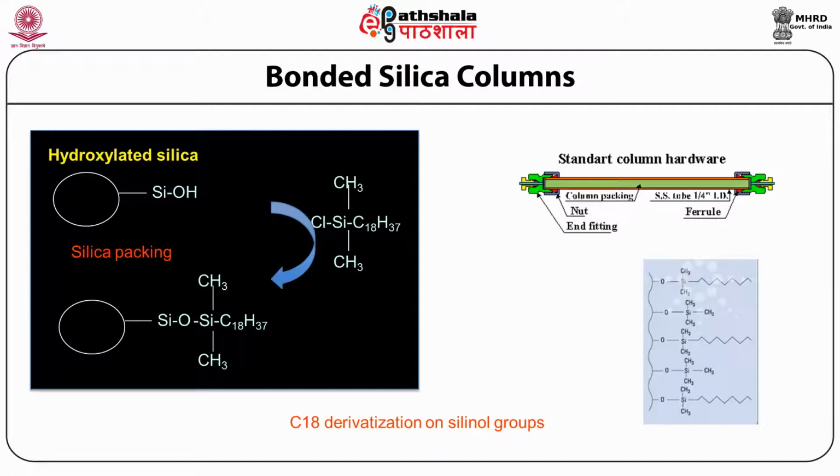Silanol groups give another advantage for chemical derivatization into different polarities. For example, if you attach a C18 as you see in the picture, when you derivatize the silica packing with the C18 chain, it gets converted to a C18 column.